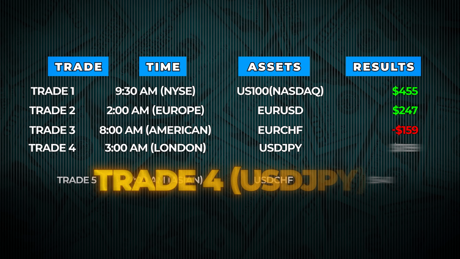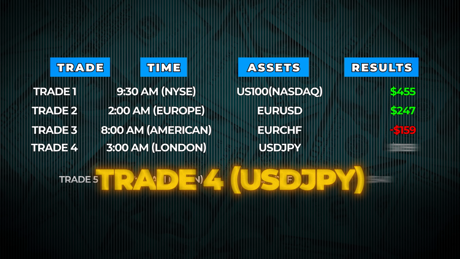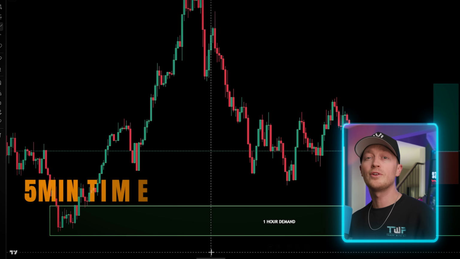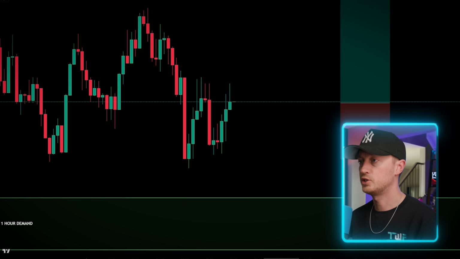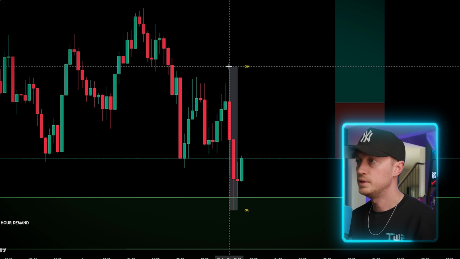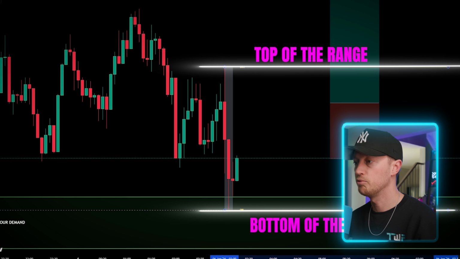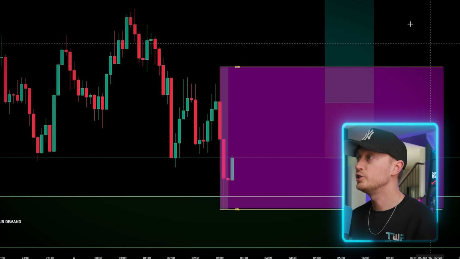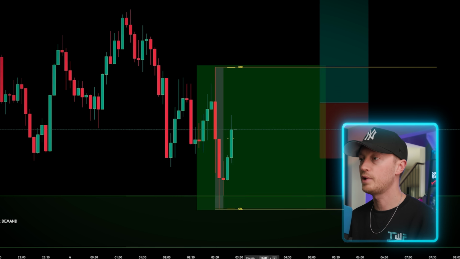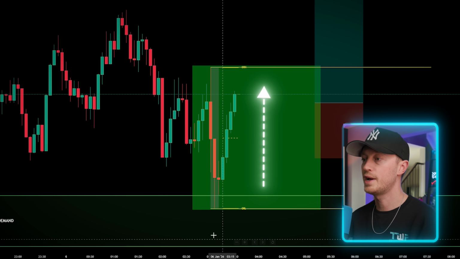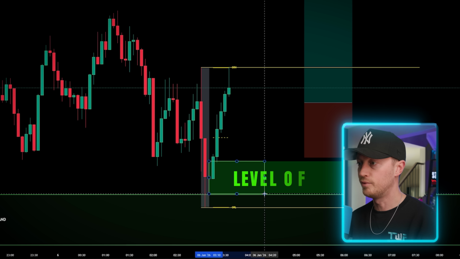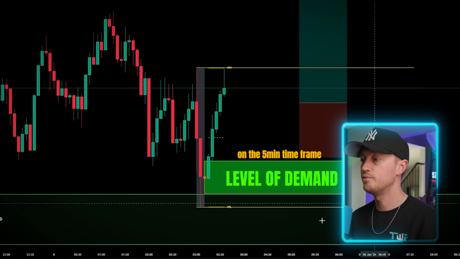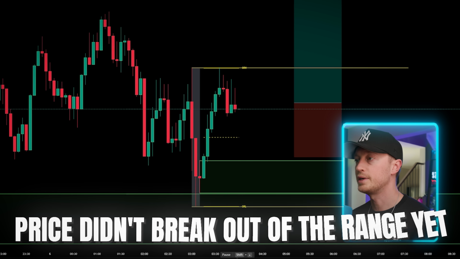Trade 4 here, 3 a.m., the beginning of London session, and we're trading some UJ. So I'm already on the 5-minute time frame here. You can see we have a 1-hour level of demand. As I play this out, we create the top of the range, the bottom of the range. This is our trading range. And what happened? Let's take a look right here. Price just pushed up aggressively off of our 1-hour level of demand, and that created a level of demand right here on the 5-minute time frame. But price didn't break out of the range yet.